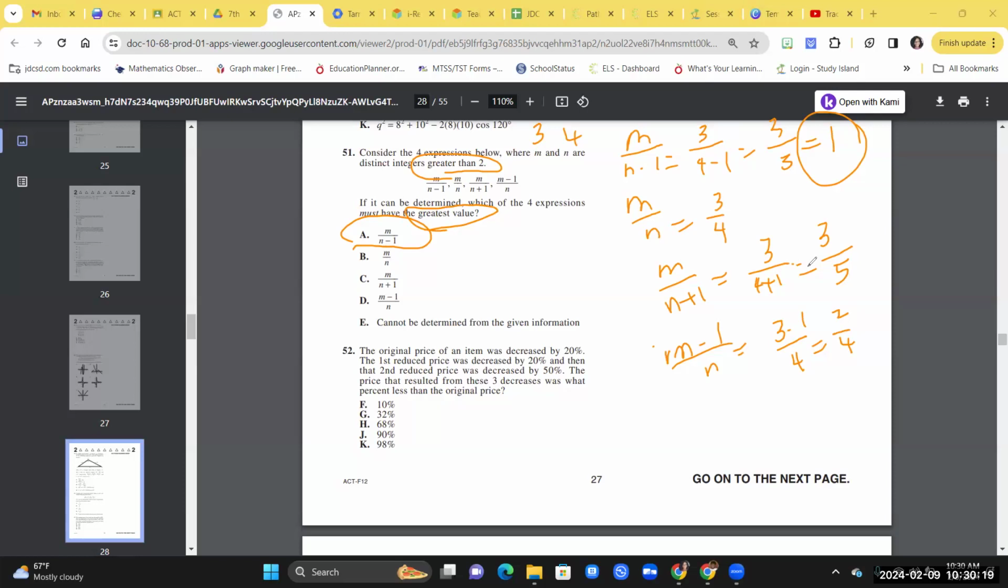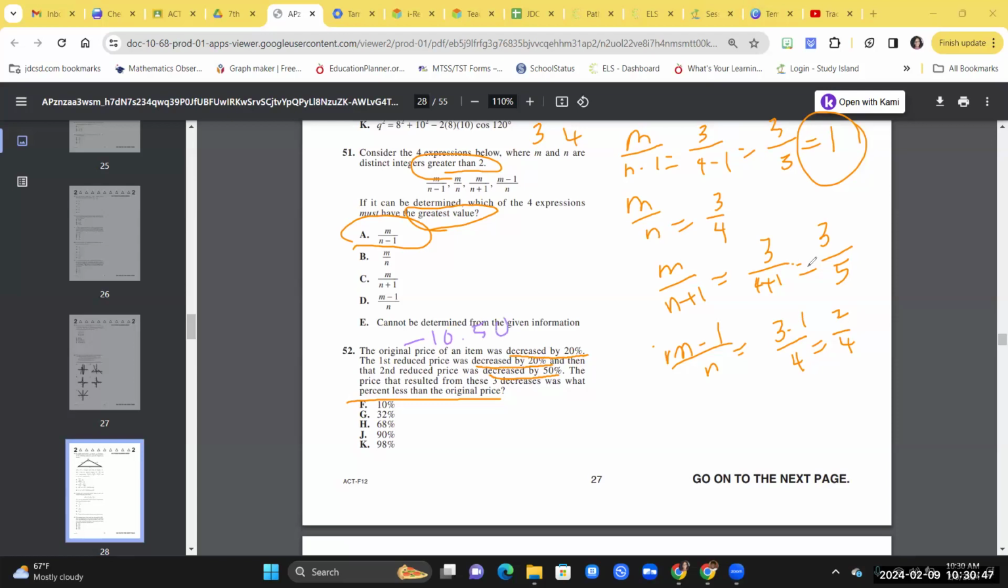The original price of an item was decreased by 20%. First reduced price decreased by 20%. Second reduced price reduced by 50%. The price resulting from these 3 decreases was what percent less than the original? Once again, I'm going to pick a price. Let's say I chose 10.50.